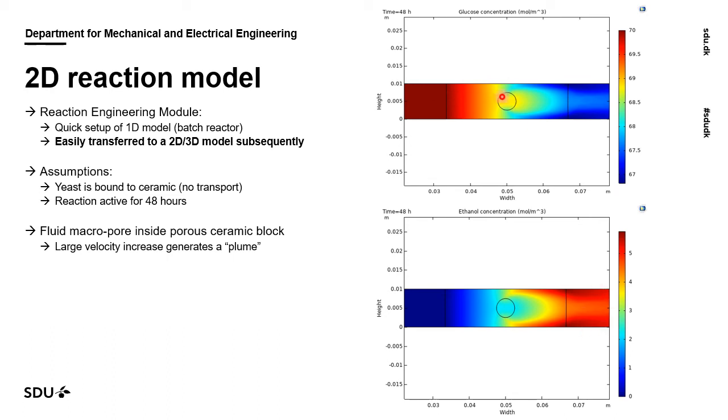We do see that this local region here reacts because where the flow is accelerated, we get this plume formation. But again, it reduces the pressure drop.